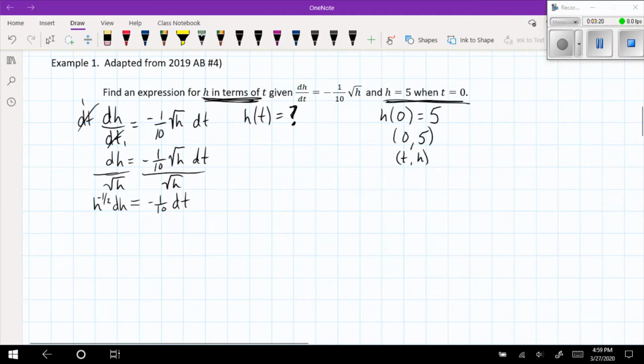However, I'm not going to do that. I'm going to write it out nice. I'm looking at the integral of h to the negative 1/2 with respect to h is equal to the integral of negative 1 over 10 with respect to t.